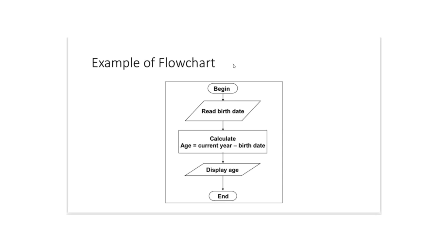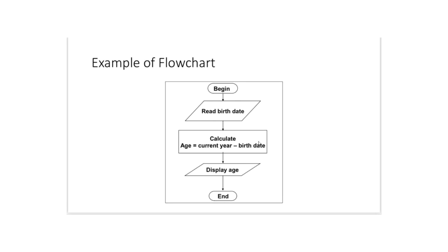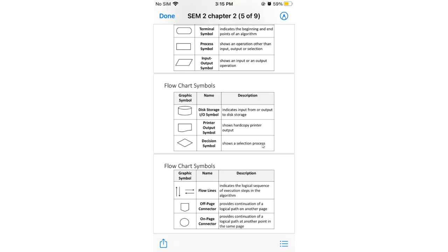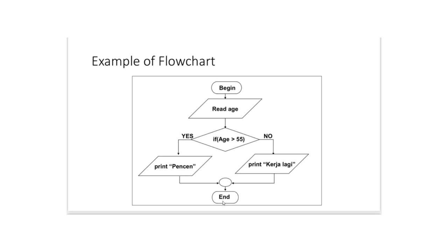This is an easy example of a flowchart. We begin with the begin, which uses the terminal symbol. Then read birth date. This is the input, and calculate age equals current year minus birth date, which is the process symbol. And this is the output, and this is the end. This is another example.